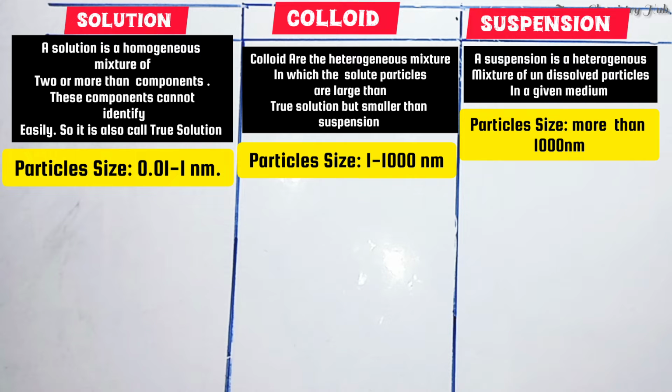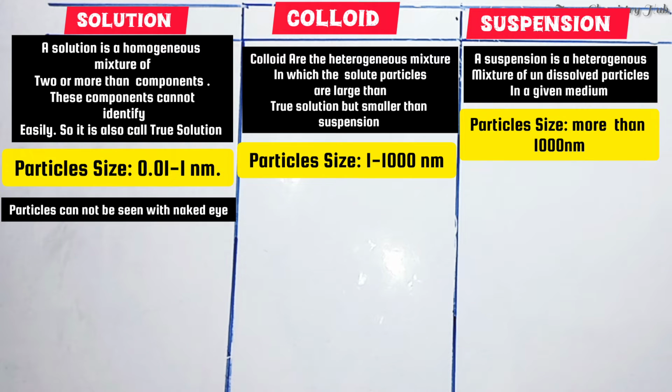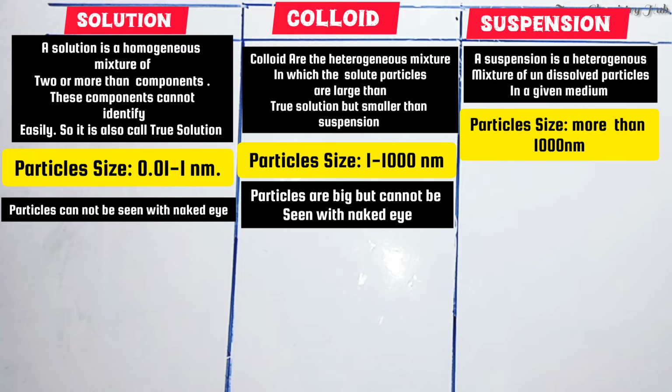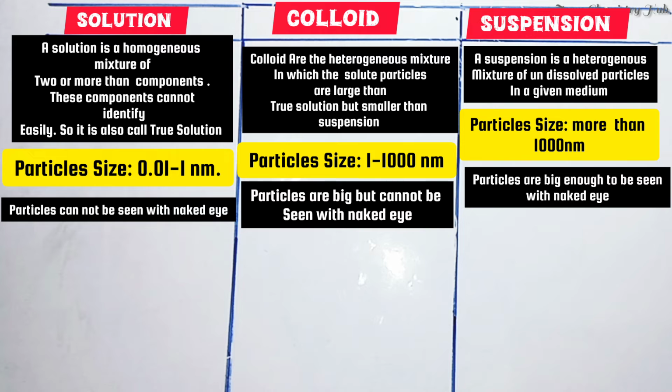Next, in solution, the particles are so small that they cannot be seen with the naked eye, while in colloids the particles are bigger but still cannot be seen with the naked eye. Similarly, in suspension, the particles are big enough to be seen with the naked eye. So, we can see the particles only in the suspension, not in the colloids and solution.